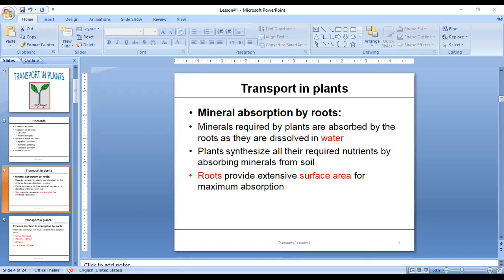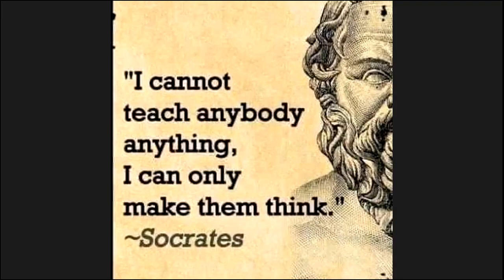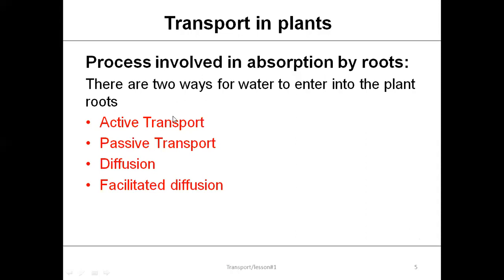Process involved in the absorption of roots. Various processes are involved. Various types of diffusion processes are involved, and those processes are by active transport or by passive transport. Okay? What is active transport? Active transport is that transport in which energy is used to move materials from one part to another. Okay? And passive transport is the simple diffusion.